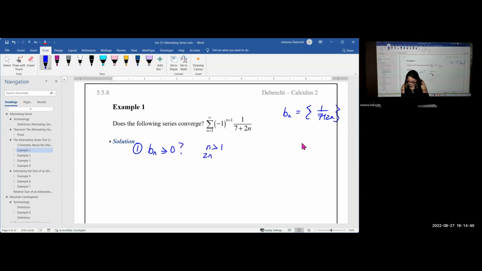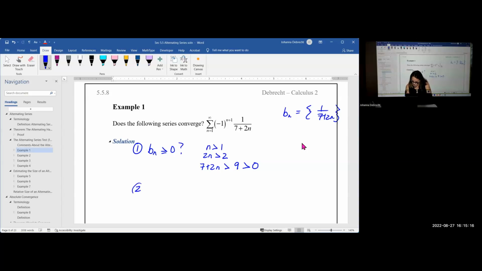So 2n has to be greater than 2. So 7 plus 2n has to be greater than, well, 9, which is greater than 0. So we've shown that it is strictly positive. And of course, the numerator is positive, and so a positive divided by a positive is positive. So we started with something that we knew to be true, and we built the denominator, and we proved that it was strictly positive. It's bigger than 9, so it's definitely bigger than 0. So it's positive, right? So the first part is done.